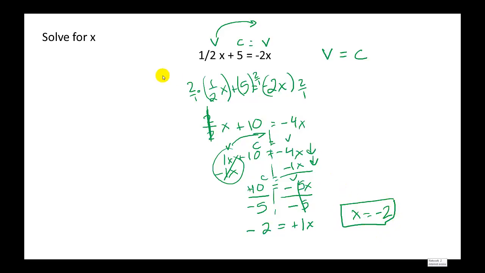And now I need to check and make sure that answer is good. 1/2 x plus 5 is equal to -2x. In place of x, I will make -2.